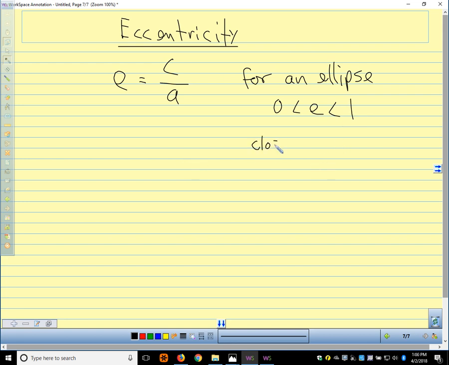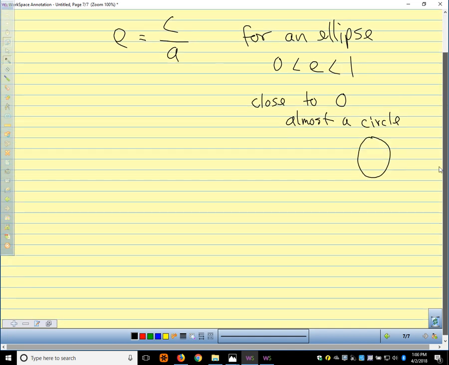If it's close to 0, that means that the foci are very close to the center. This C number is very small. It's almost circular. So my ellipse is going to look like that. And my two foci are going to be close to the center.